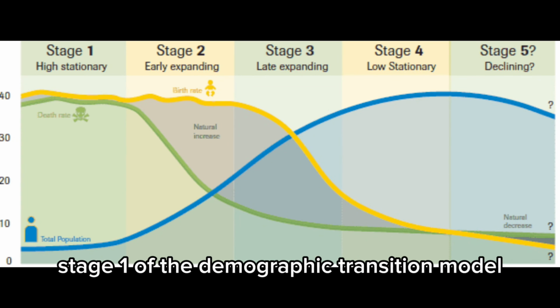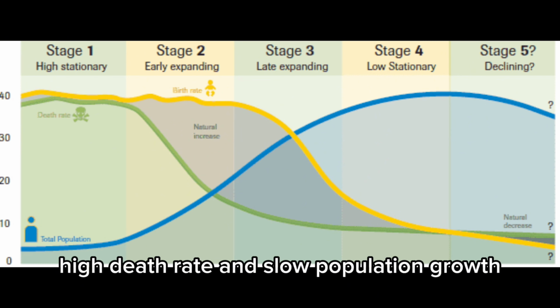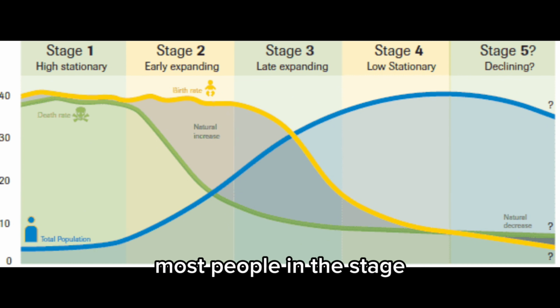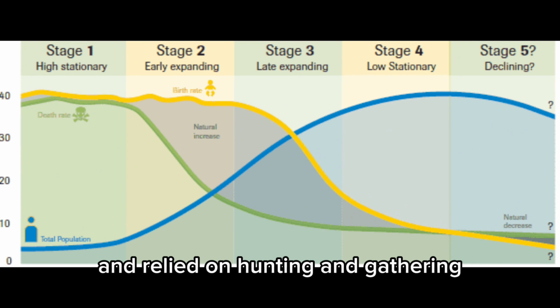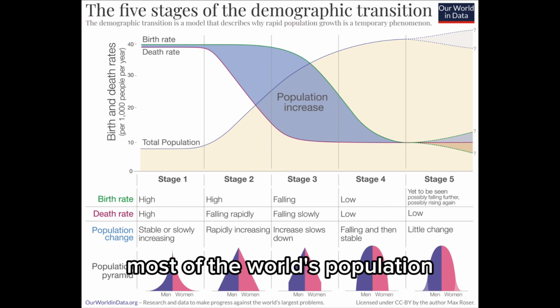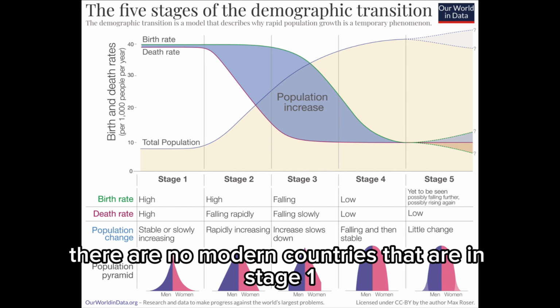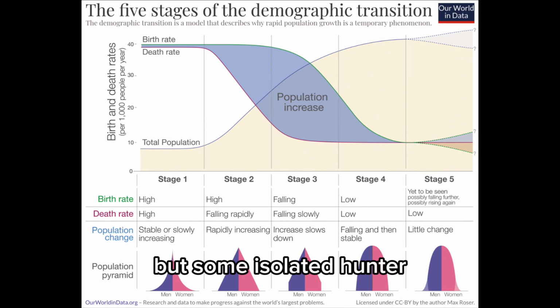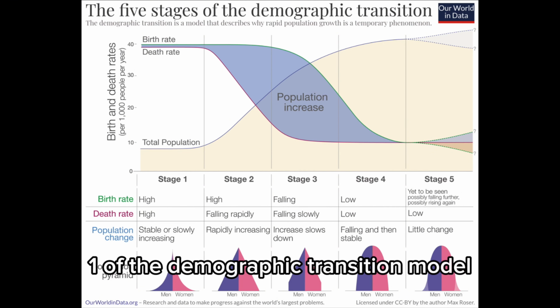Stage 1 of the demographic transition model includes a high birth rate, high death rate, and slow population growth. Most people in this stage had little technological advancements and relied on hunting and gathering or light subsistence agriculture. Most of the world's population before the Industrial Revolution was in stage 1. Today, there are no modern countries that are in stage 1, but some isolated hunter-gatherer societies are still in stage 1 of the demographic transition model.